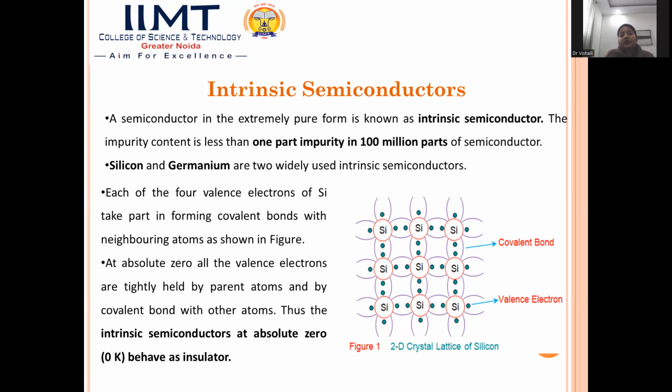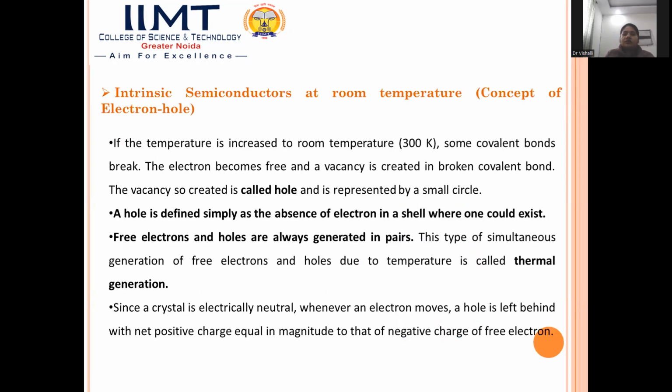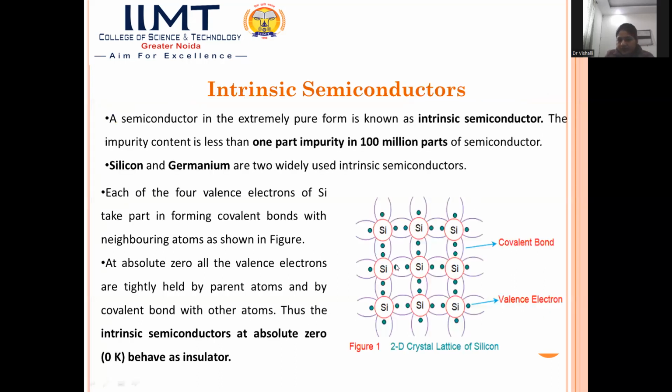Next, we will see what will happen if we increase the temperature. So let's suppose that we have increased the temperature to room temperature, nearly about 300 Kelvin. So whenever the temperature is increased, what will happen? Some of the covalent bonds will break. When the covalent bond breaks, the electron will be released from that covalent bond. So we can say that the electron which was earlier in the bonded position will become free. For example, this electron is becoming free. So it is no more under the influence of its parent atom.